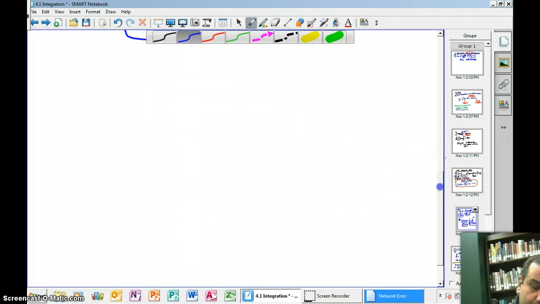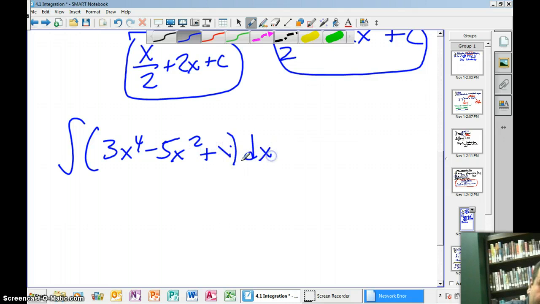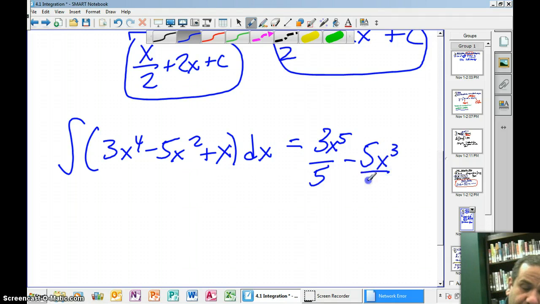Let's do one more. I don't know if I'm getting too crazy because we're just saying it for the first time. The integral of 3x to the 4th minus 5x squared plus x, all dx. Now I'm going to get the integral. 3x to the 4th is 3x to the 5th over 5. Add 1 to the power, divide by that power. Minus 5x to the 3rd over 3 plus x squared over 2 plus c. So I do each one separately. Any questions? Kids usually like this. All right?